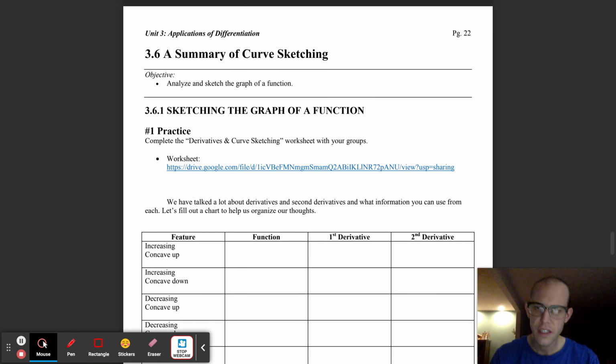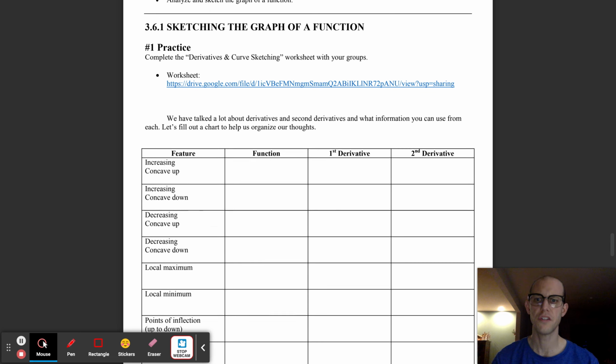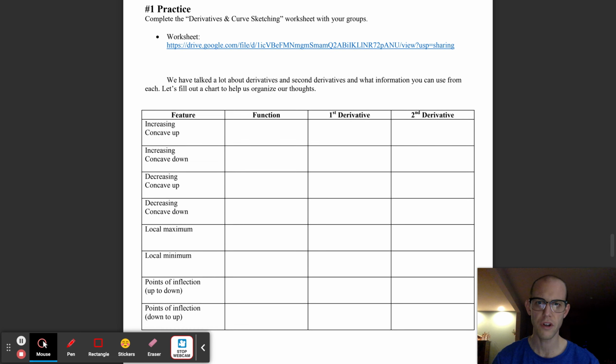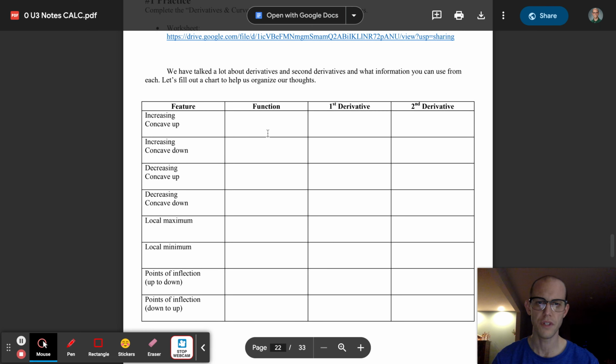Hi everybody. In this lesson, we're going to talk about curve sketching. So this is taking what we've learned about the first derivative and second derivative and using it to graph a function. If we didn't have a calculator, we could use this and get a rough approximation of what it would look like. Before we get into actually graphing, let's talk about the different features of a graph and how they'll show up on the function, first derivative, and second derivative.